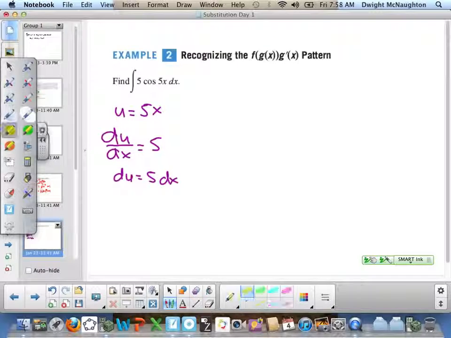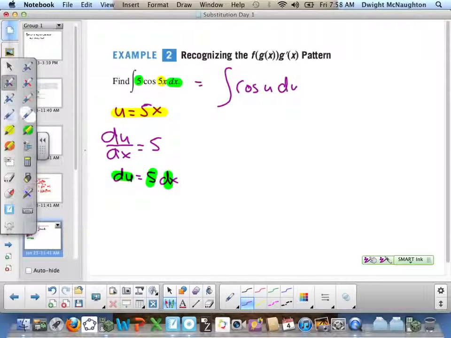All right, let's do our substitution now. u is 5x. du is 5 dx. So that can be a straightforward substitution. We get cosine of u, du. The antiderivative of cosine is sine. Sine of u plus a constant. Put u back in: sine of 5x plus a constant.